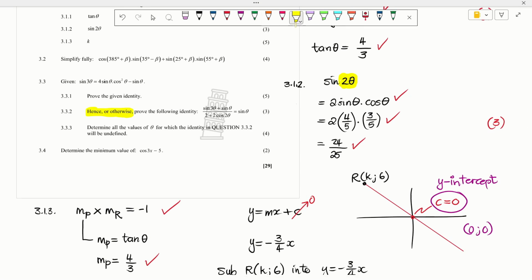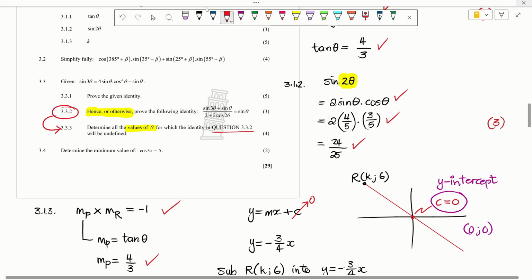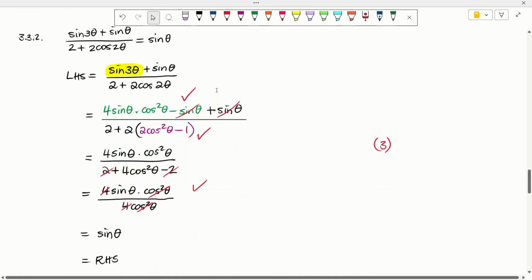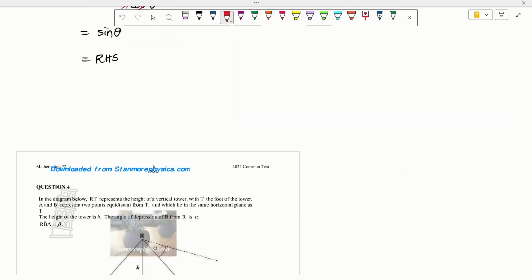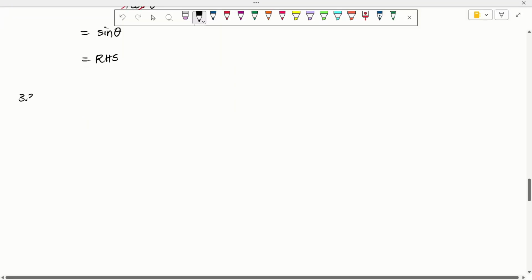Okay, then next we have: determine all values of theta for which the identity will be undefined. So I'm thinking they are talking about that identity. So which values of theta will that identity be undefined? Oh yes, they did say question 3.3.2. Okay, so let's look at that identity and think about where it will be undefined. So let me go and make up space for 3.3.3. Undefined. What is undefined?